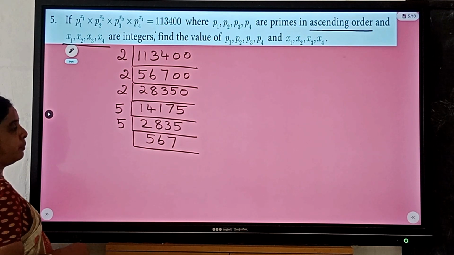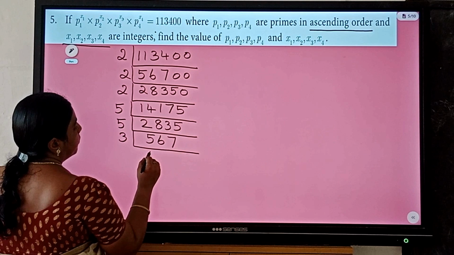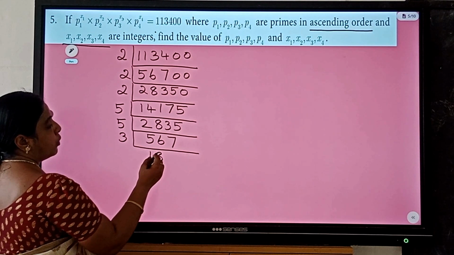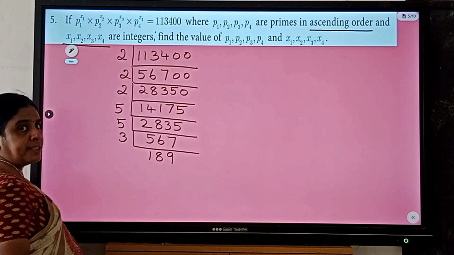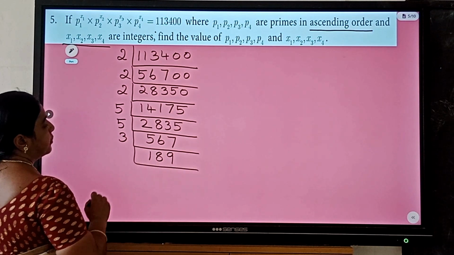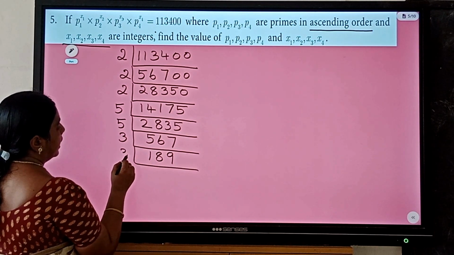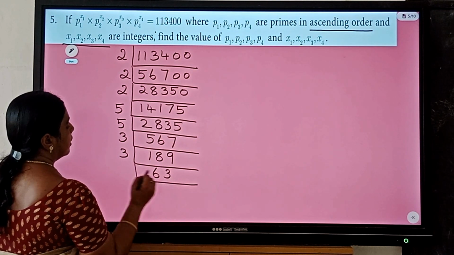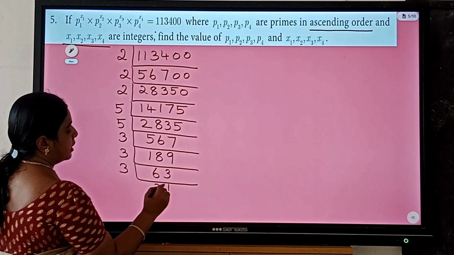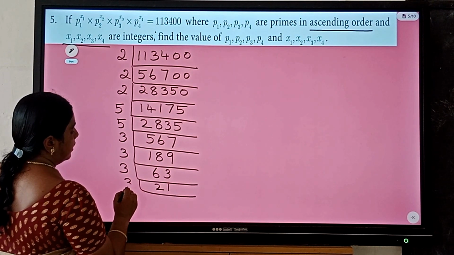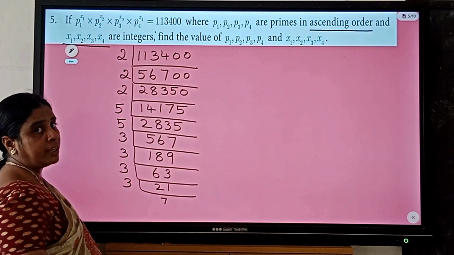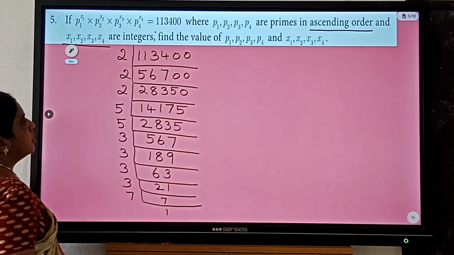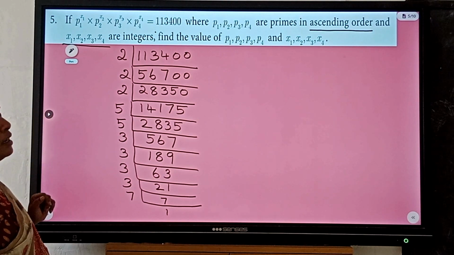Now let's see in the 3 tables. So 3 1s are 3, then 2 remaining, 3 8s are 24. Again you have 2 remaining, 3 9s are 27. So it's again divided by 3, 3 6s are 18, 3 3s are 9, 3 2s are 6, 3 1s are 3, 3 7s are 21. So finally we have come to the prime number, and 7 is divisible by 7, 1 one is 7. So now we have factorized this number.